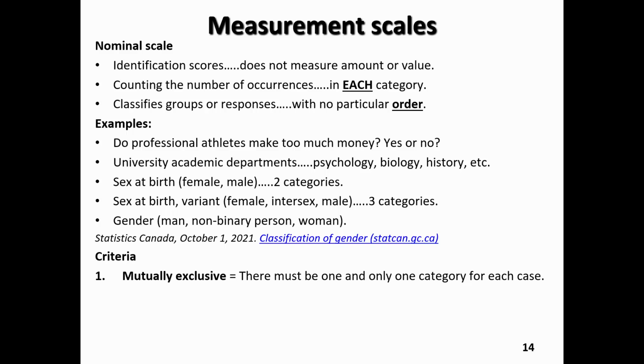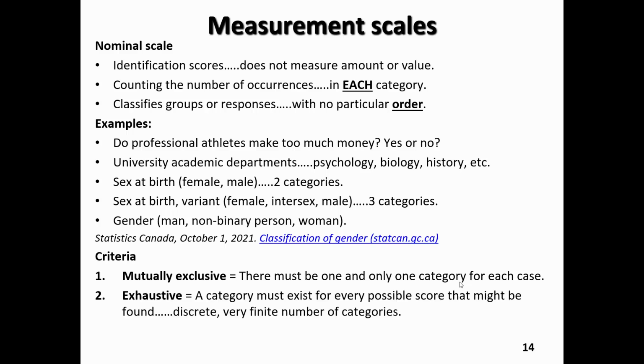And to fit a nominal scale, there are three criteria. One, it must be mutually exclusive, in that there must be one and only one category for each case. So if we take a look at professional athletes making too much money, one person cannot answer yes and no at the same time. There must be that clear separation, so they're mutually exclusive in that case.